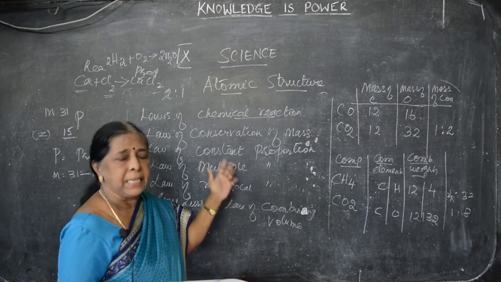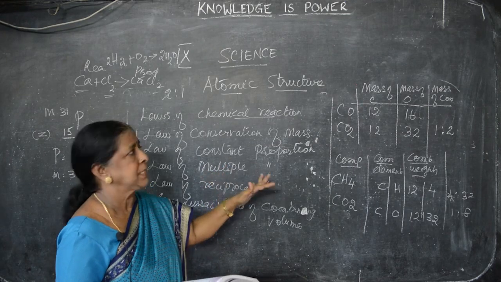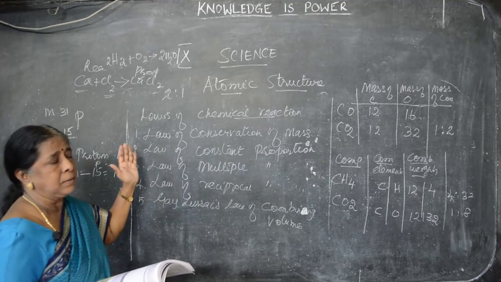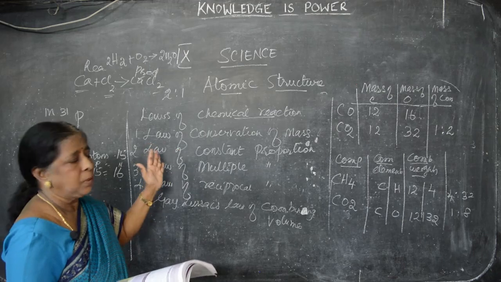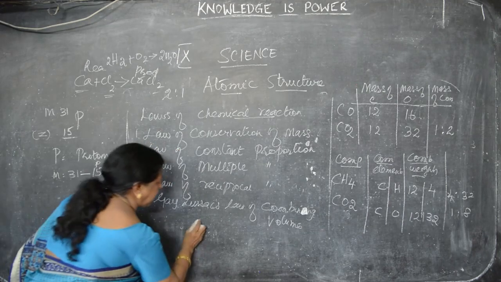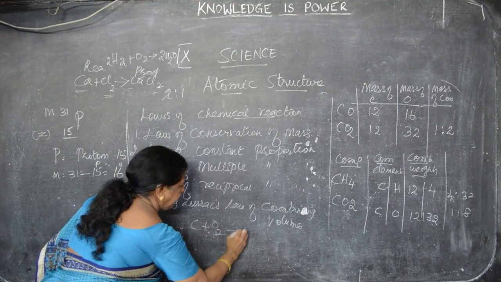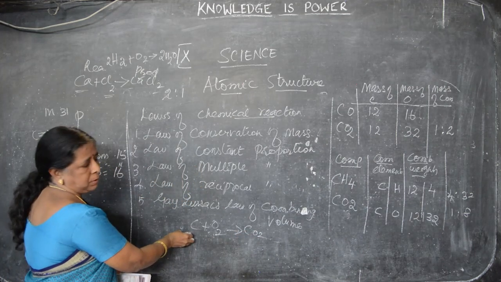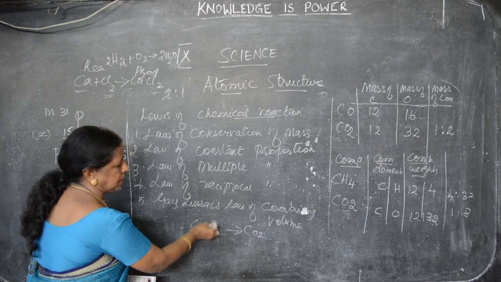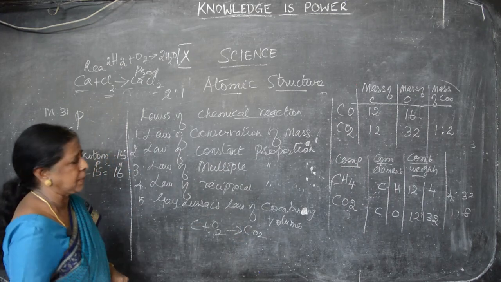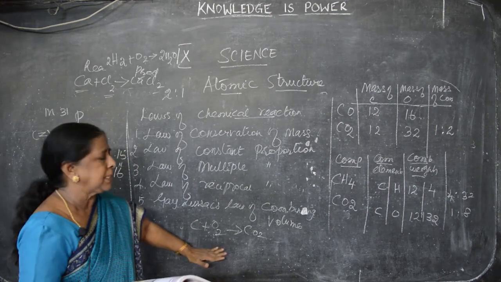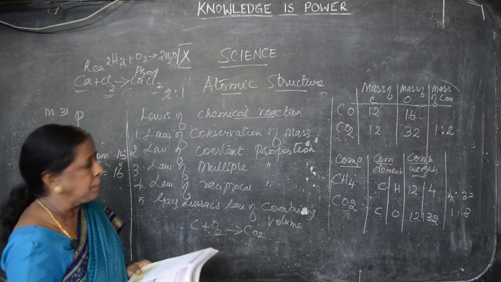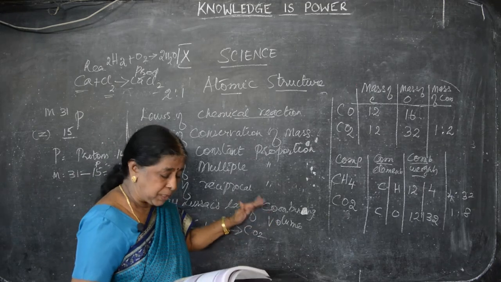That is, the reactants are in gaseous state, and the product is also in gaseous state. For example, carbon plus oxygen gives carbon dioxide. Here carbon is a gas, oxygen is a gas, and they become carbon dioxide, which is also a gas. So this is the reactant, this is the product, under similar conditions of temperature and pressure.